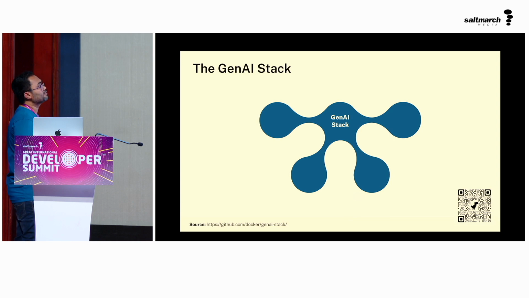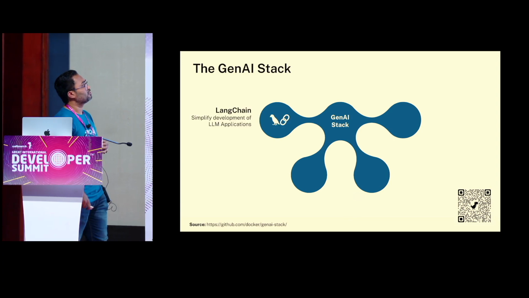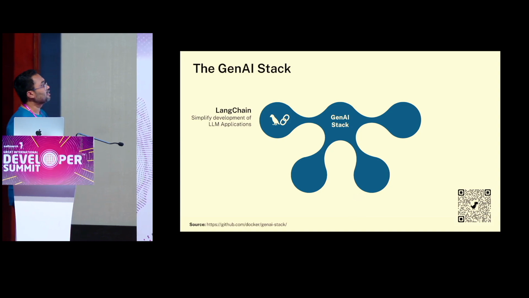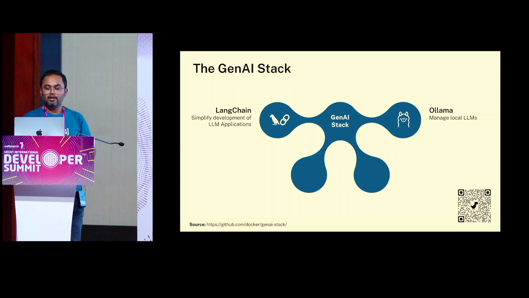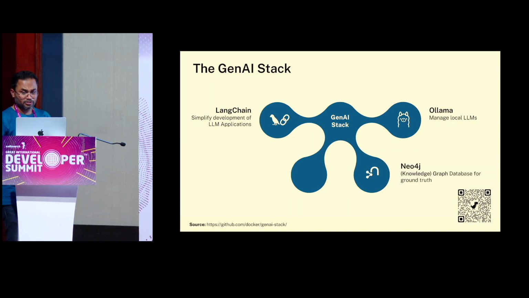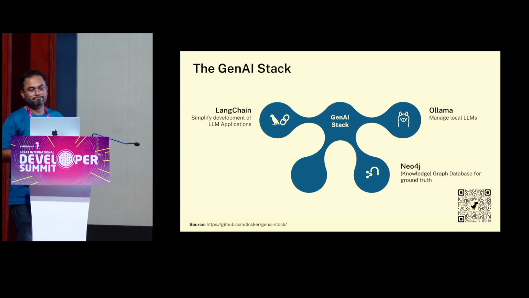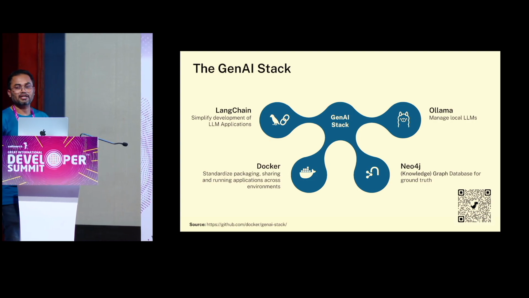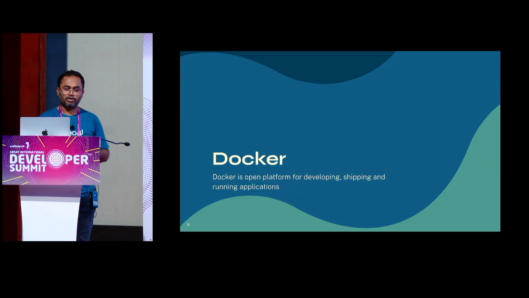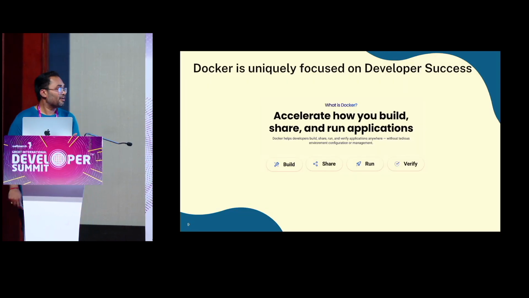The first in the pack is LangChain, which simplifies the development of LLM applications. Second is Ollama, where you can manage the LLMs locally within your desktop machine. Third is Neo4j, which is the knowledge graph database for grounding the truth. And the last is Docker, which is now becoming a de facto standard for packaging, running, and sharing applications across environments. Just to talk a little bit about each one of them, so that you can understand how you can leverage multiple areas. I think Docker doesn't need an introduction.